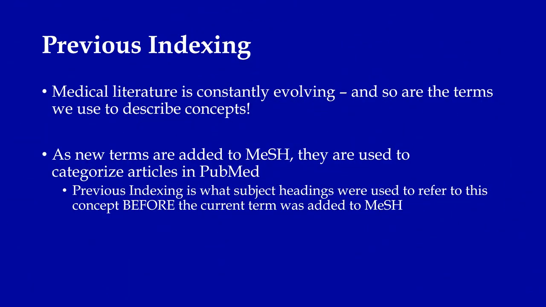Previous indexing can be helpful if you want to comprehensively search the literature for a particular term or concept. For example, if we wanted to find every article that refers to equine-assisted therapy, we'd also need to include previously indexed terms to account for articles written before 2010, the year that this heading was introduced to MeSH.